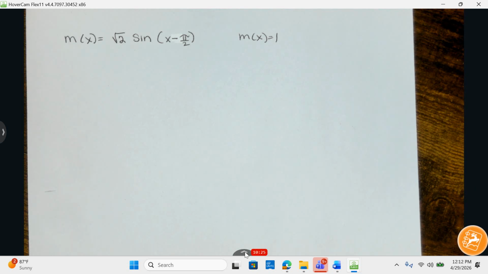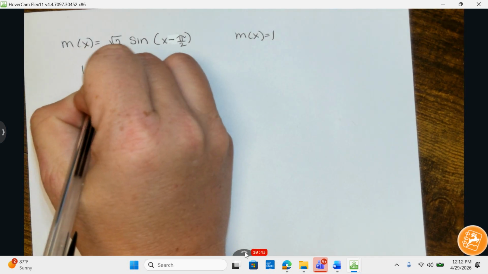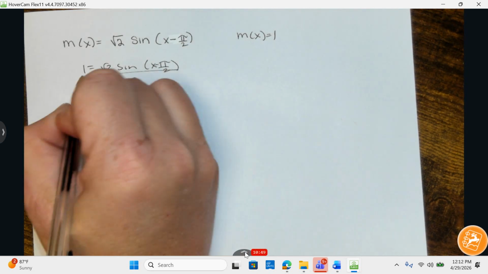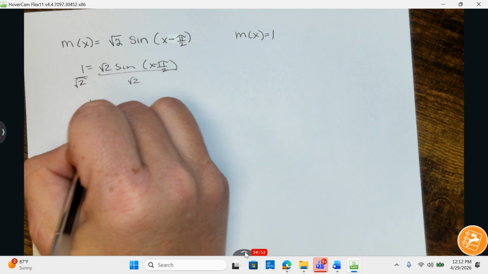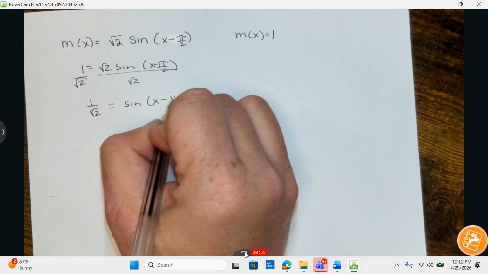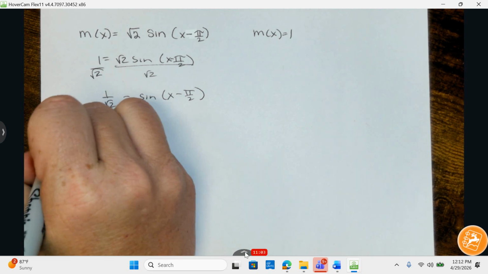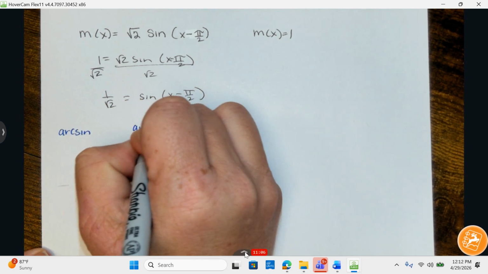The next one says the function m is given, and find all input values in the domain of m that yield an output value of 1. Okay. So to do this, first we are going to set 1 equal to m of x. And then I'm going to divide by the square root of 2. And now I want to remove that sine. So I want to do the arcsine to both sides. So I'm going to do the arcsine on the left and the arcsine on the right.